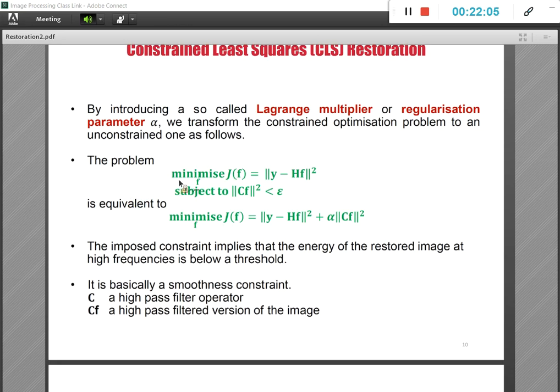What was the problem? The problem was minimizing J. Salam Mr. Abbas.